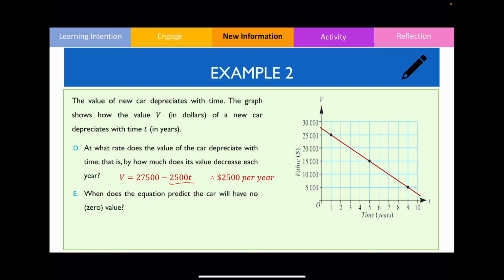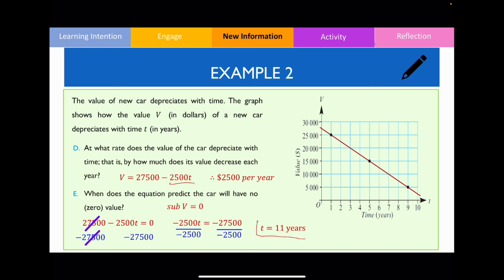And lastly, for part E, it's asking when the equation predicts the car will have no value whatsoever. In other words, what is the x-intercept? To answer this question, we will substitute V equals 0 into the equation. If you do that, your equation should look like this. We're going to solve for T, so let's move the 27,500 to the other side. We'll subtract that value from both sides. In doing so, this is what your equation should now look like. To get rid of the negative 2,500, we'll divide both sides by it. Therefore, T is going to be equal to 11 years. So it'll take 11 years for the car to have no value whatsoever.